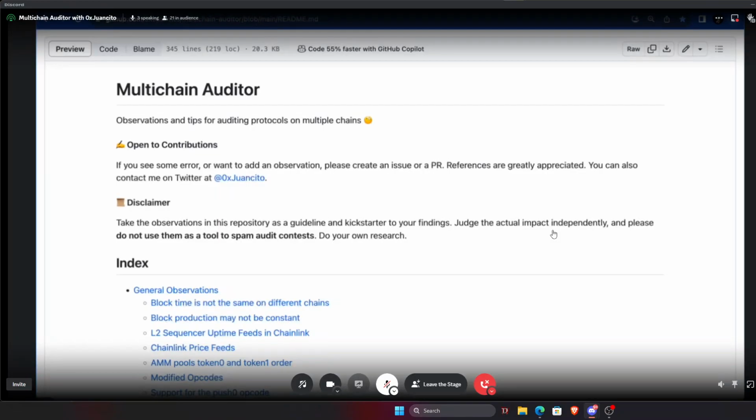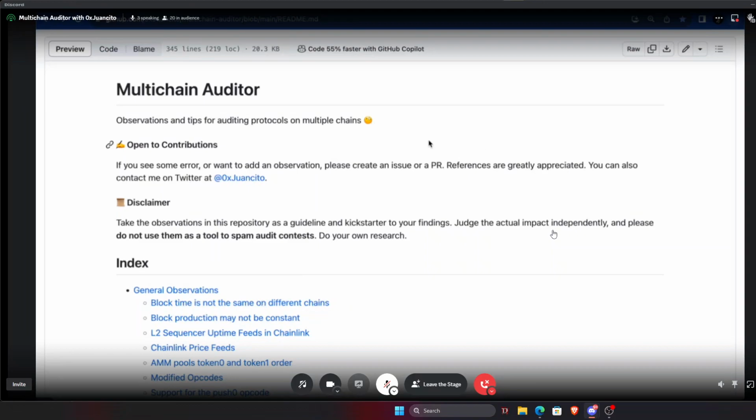Let's jump into today's talk, and it's about a repository I created called Multi-Chain Auditor. It's a compilation of observations and tips for auditing protocols on multiple chains. So if you are deploying on Ethereum and Polygon or Base and Optimism, there are some slight differences between them. And you may want to check this repository to know of any possible vulnerability or issues that you may experience.